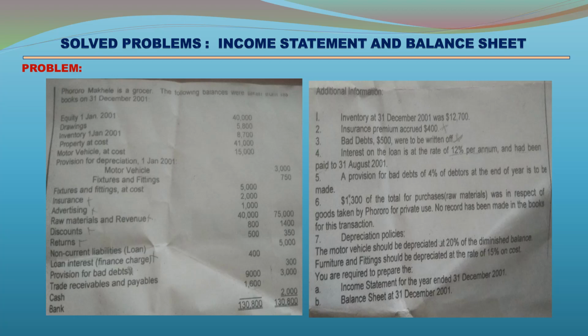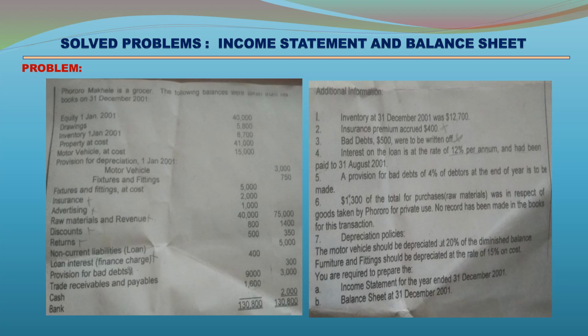Equity 1 January 2001 40,000 credit. Drawings 5,800 debit. Inventory 1st January 2001 8,700 debit. Property at cost 41,000 debit. Motor vehicles at cost 15,000 debit. Provision for depreciation 1st January 2001 motor vehicle 3,000 credit. For fixtures and fittings 750 credit.